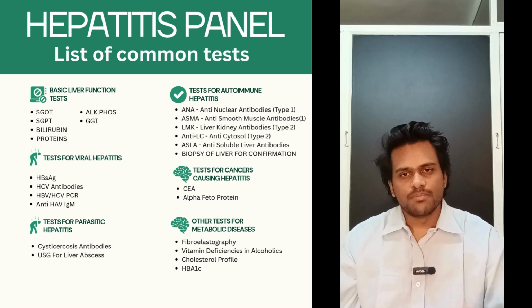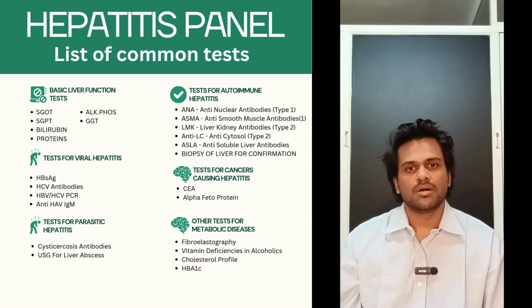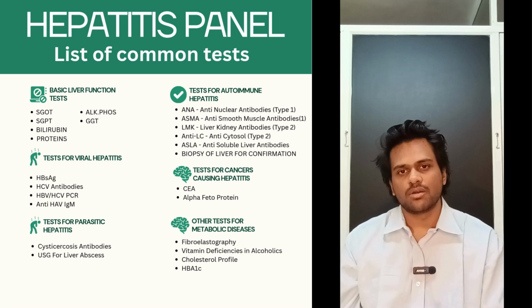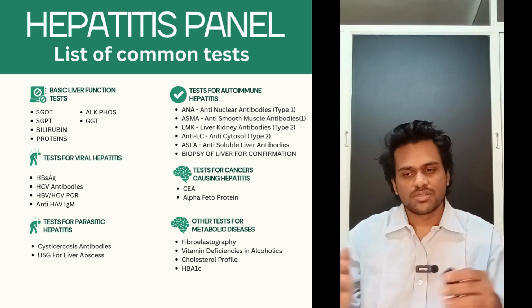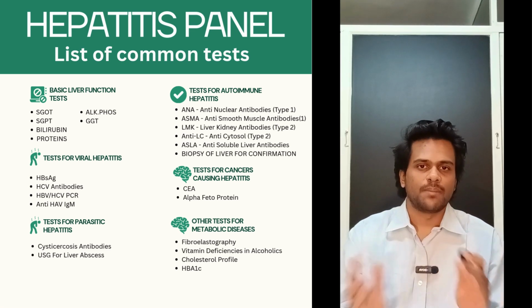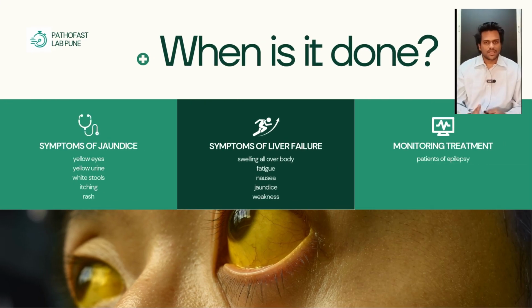And then there are several miscellaneous tests which look for problems like problems with metabolic processing of things like iron and copper, which can also get deposited in your liver and cause it to swell up. So this is a broad list of all the tests that come under the blood tests for hepatitis, or the hepatitis panel. So when is this hepatitis panel done?